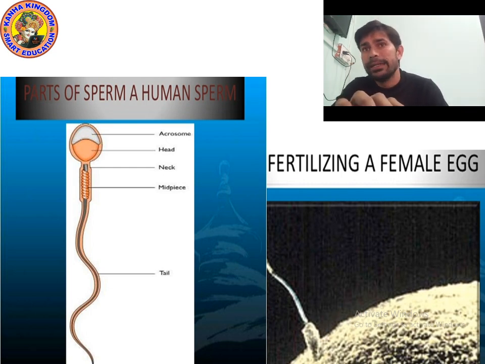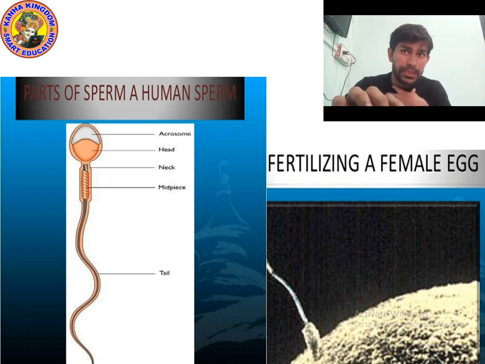And just below the head is the neck. The center part is known as the midpiece, and the last part, which looks like a thin snake, is known as the tail. Okay, so these are the different parts of a male cell.